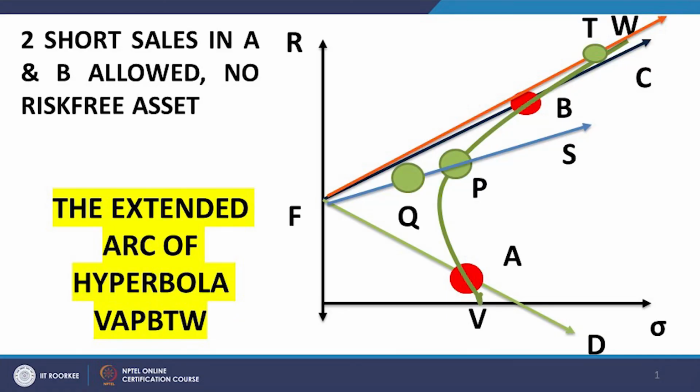Then we move to case 2. In case 2, what do we have? Short sales in A and B are allowed, but again we do not have a risk free lending, that means no risk free lending, no risk free borrowing, but we do have short sales in A and B allowed. In this case, what happens is the portfolio possibilities curve gets extended along the arc of the hyperbola beyond A and beyond B as well.